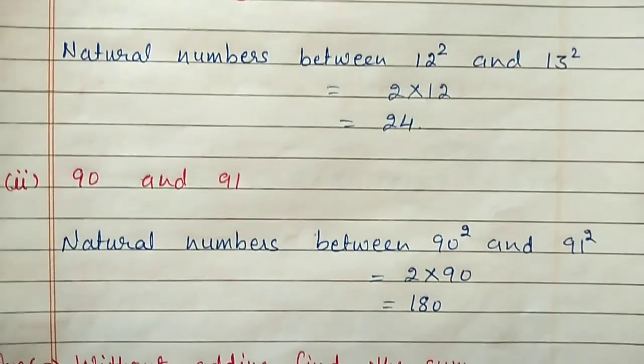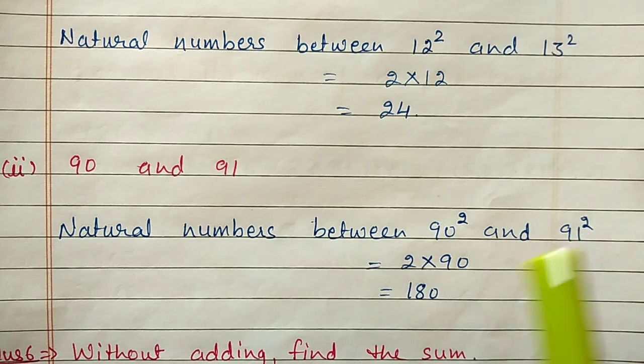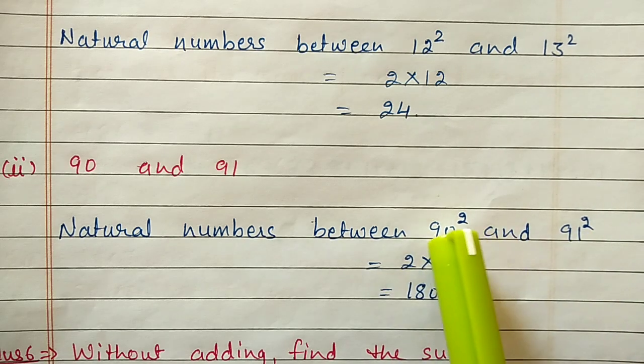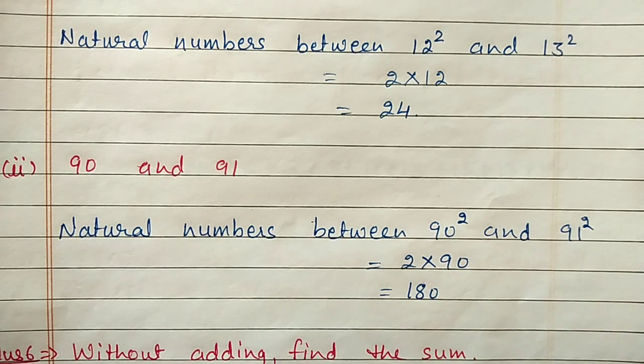Second part, 90 and 91. So the numbers between 90 square and 91 square will be 2 into 90, 2 into the first number. So the total number will be 180.